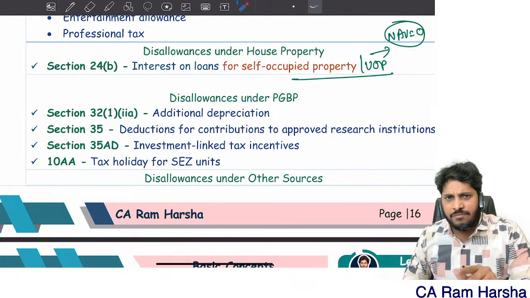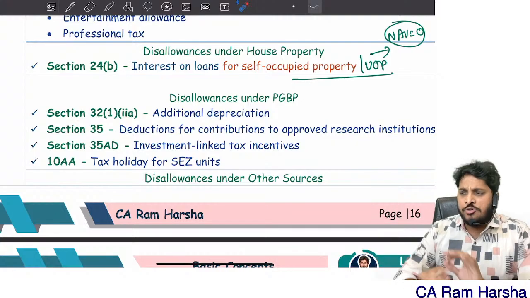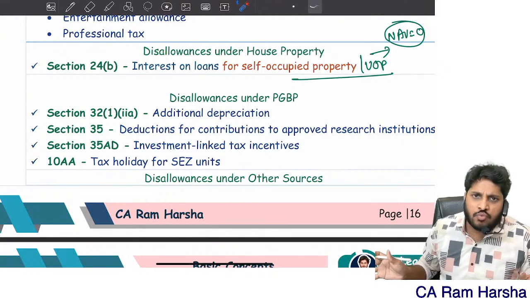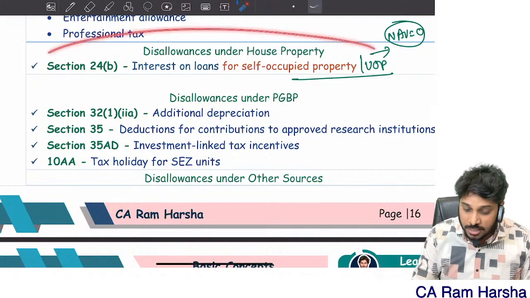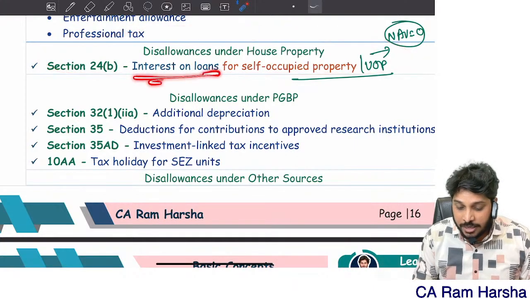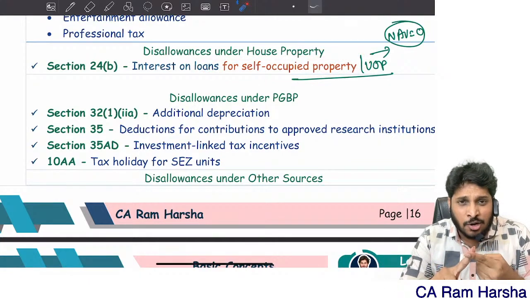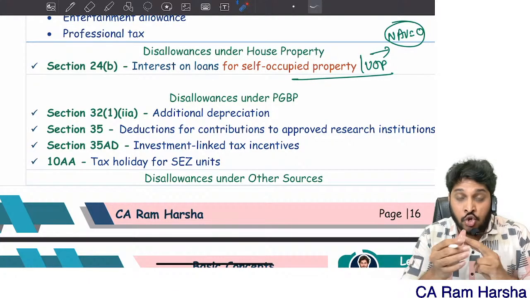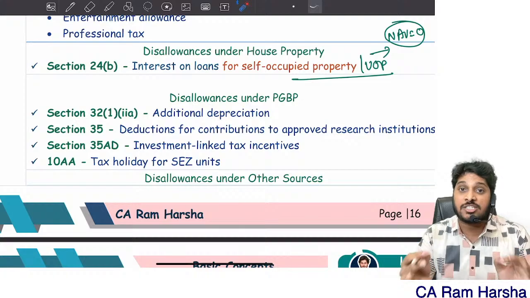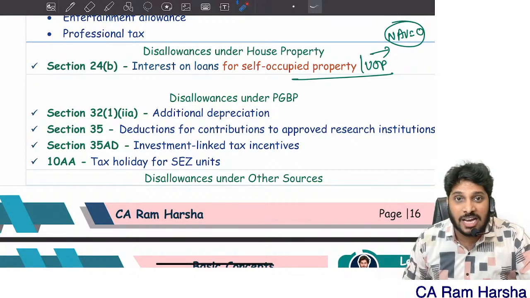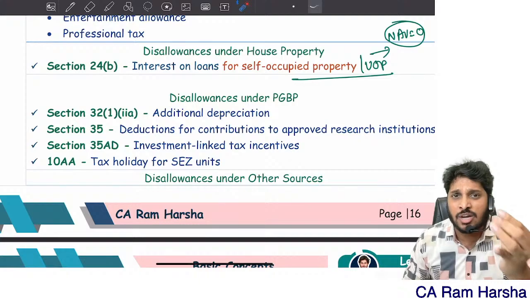When can we claim the benefit? Not even one day should it be rented. The only benefit is that you are staying in that house or it is empty throughout the year. That's it. This is the disallowance. Under house property, interest on loan for self-occupied you will not get. But for deemed let out property, you will get unlimited interest deduction. Remember the words unlimited interest deduction under default tax regime for let out property, deemed let out property.